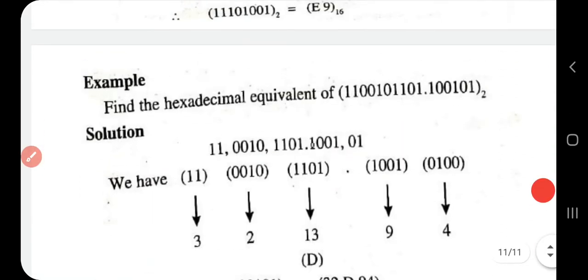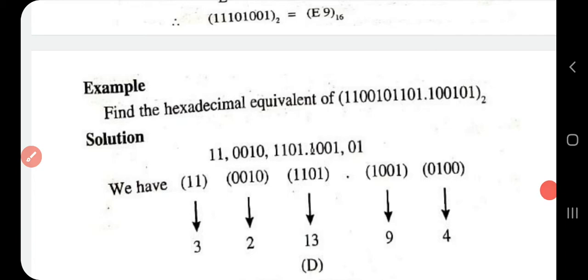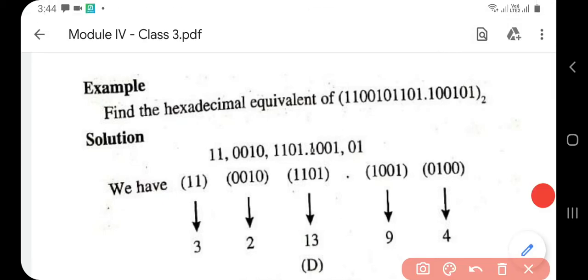Now the last example. See, if you are given a question separated by a dot, or there is a decimal point in between the integer part and fractional part, what will you do? Your grouping will start from the decimal point to the left first. That is, you are grouping like this into groups of 4 bits. So your first group will be 1101, then the second group will be 0010, your third group will be 11 only, but you need a group of 4 bits.